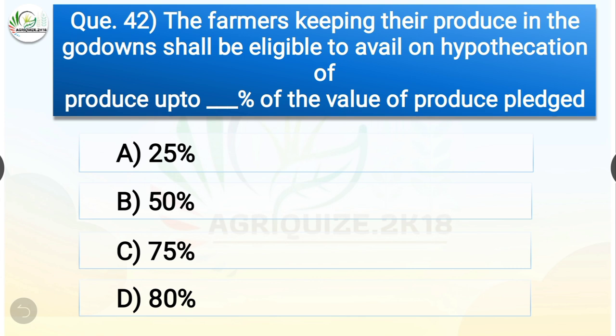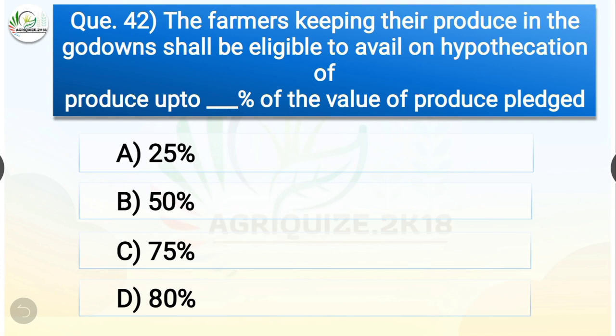Question number 42. The farmers keeping their produce in the godowns shall be eligible to avail on hypothecation of produce up to dash percentage of the value of produce pledged. The options are 25%, 50%, 75% or 80%.